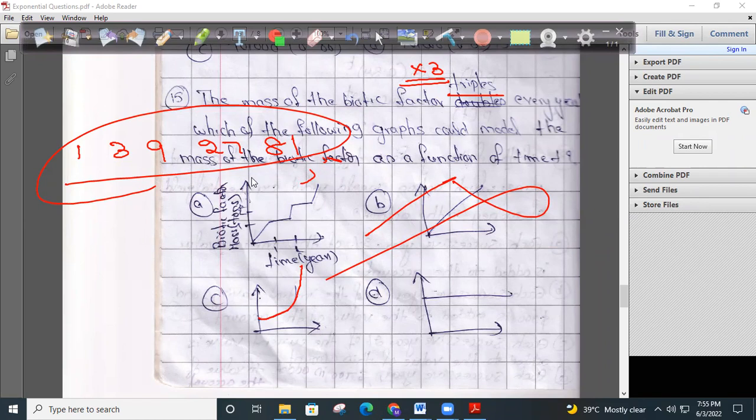You'll never make mistakes if you learn that. So what is the answer? C for Chennai. Why C for Chennai? Because it is becoming 3 times every year.